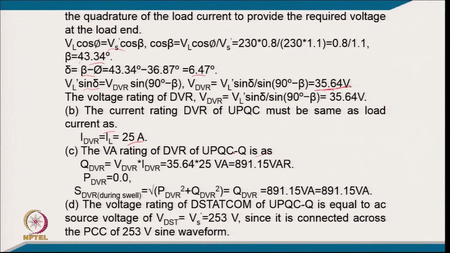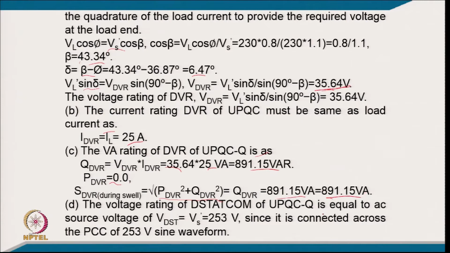So, the VA rating of the DVR will be the voltage rating multiplied by the current rating. So, it becomes 891.15 VAR, and of course the active power is 0. So, the total rating of your DVR will be the square root of P squared plus Q squared. So, it comes only Q because P is 0. So, it comes to 891.15 VA.